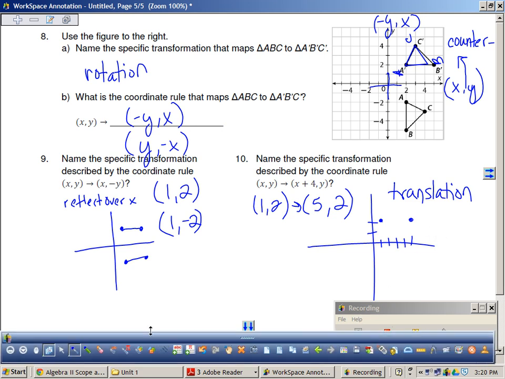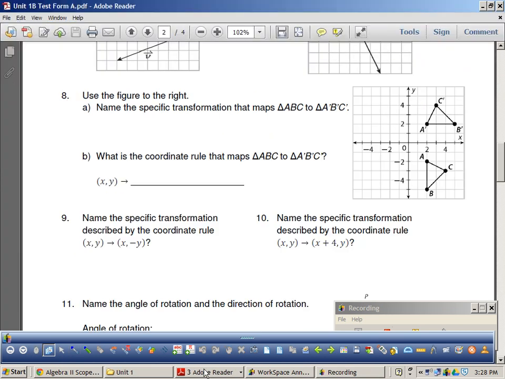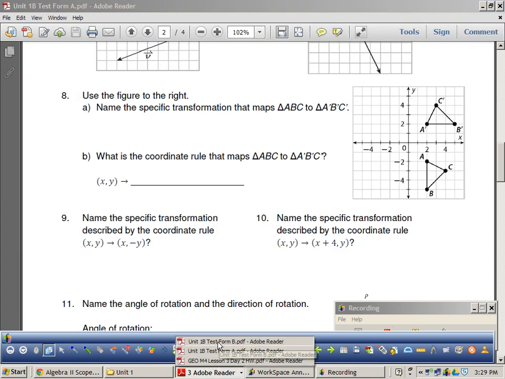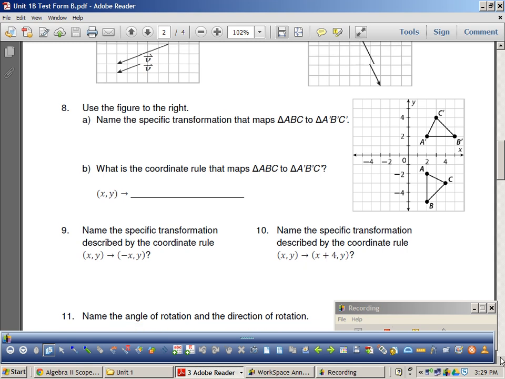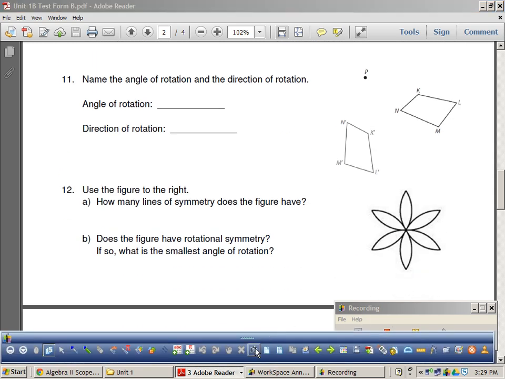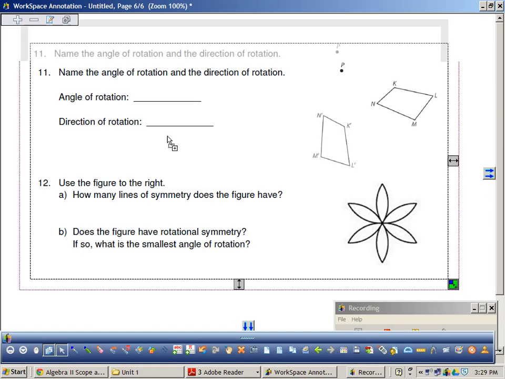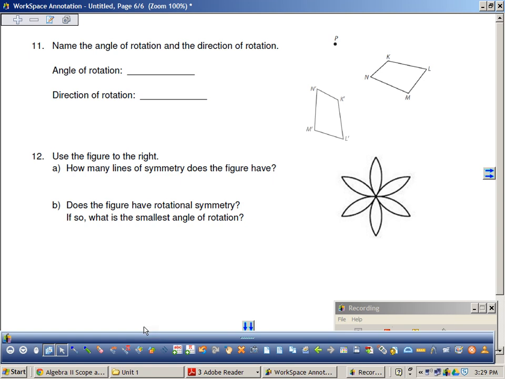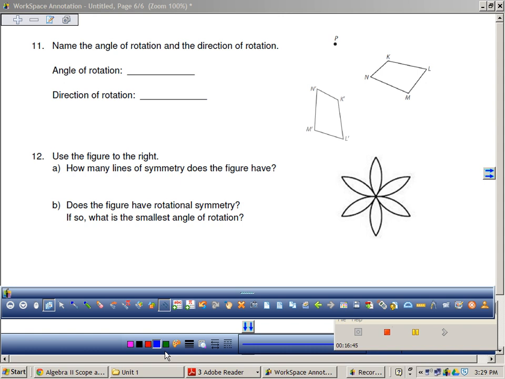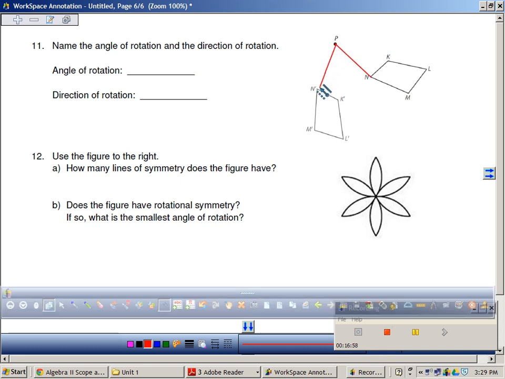Okay? All right, let's switch back over to C. Name the angle of rotation and the direction of the rotation. So I need an angle first. I'm going to draw myself a line from P to N. If I do N on here, what else do I have to do? N on the other one. Then you just have to measure it.